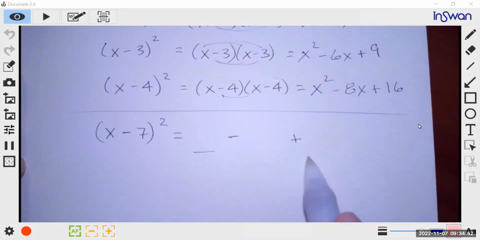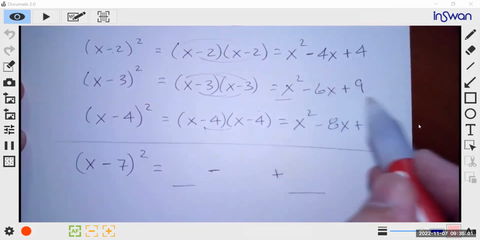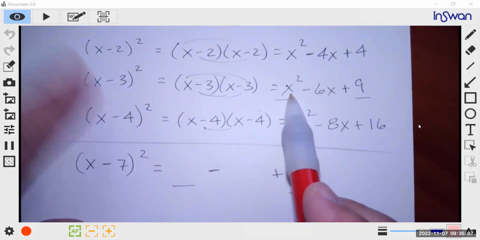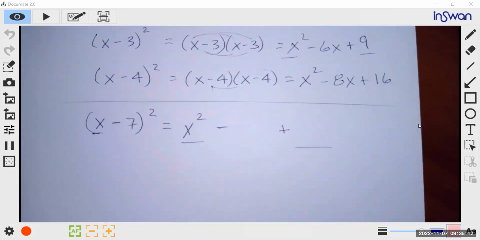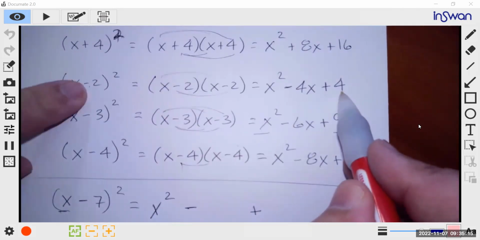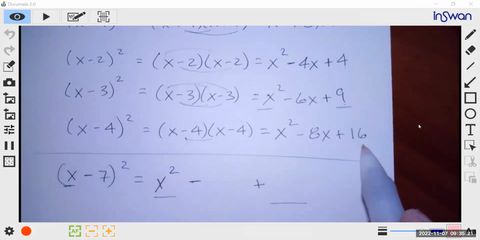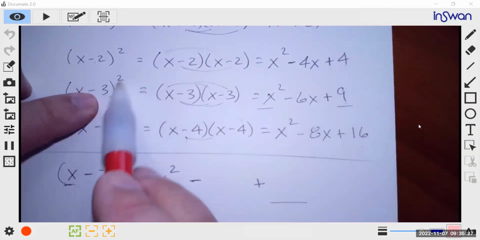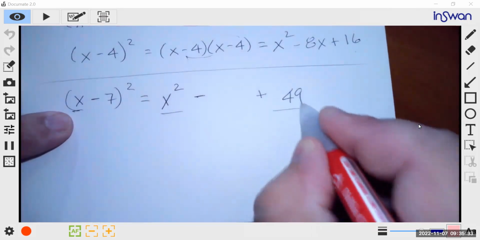So now, what goes in the first and last terms? Let's look at these. Where does x squared come from? x times x. So that's going to be the x squared of the first term. How does this become 4? From 2 to 4, from 3 to 9, from 4 to 16. What do I do there? I square the number. 4 squared, 16. 3 squared is 9. So 7 squared is 49.